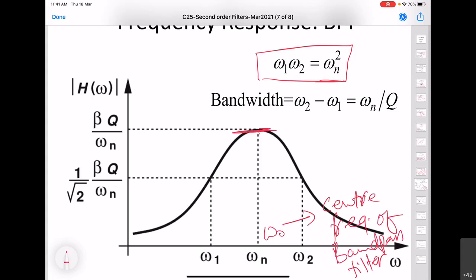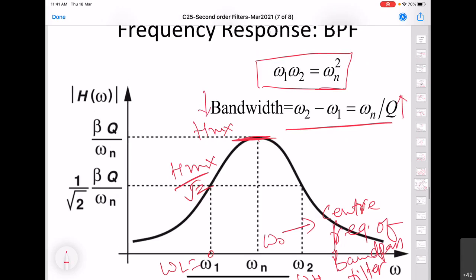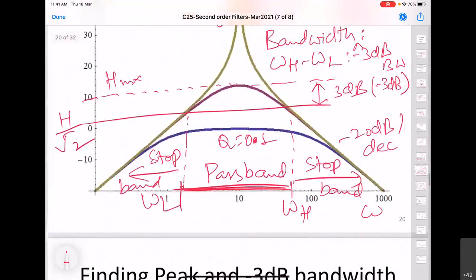So here we have the maximum value H max, here we have H max by square root 2, and here we have omega L, and this is omega H. So bandwidth is omega n divided by Q. One thing to note is that when we increase Q, bandwidth decreases. And this we can see from the plot also.